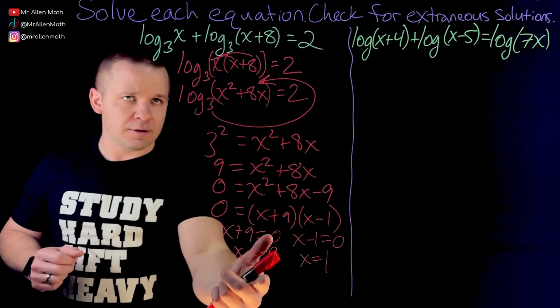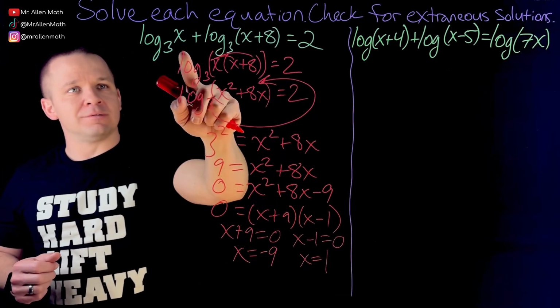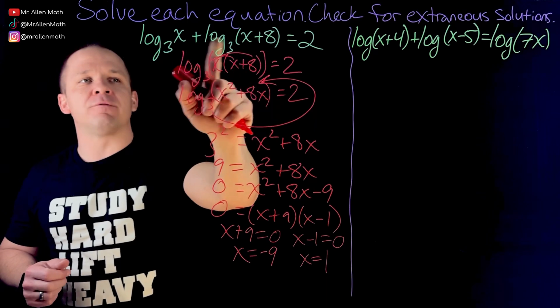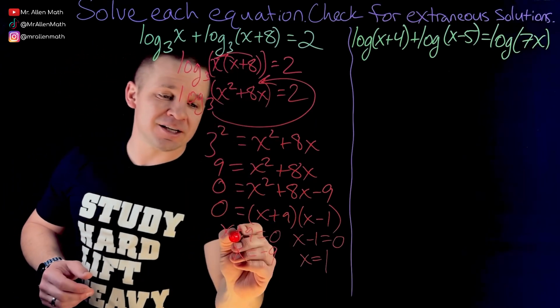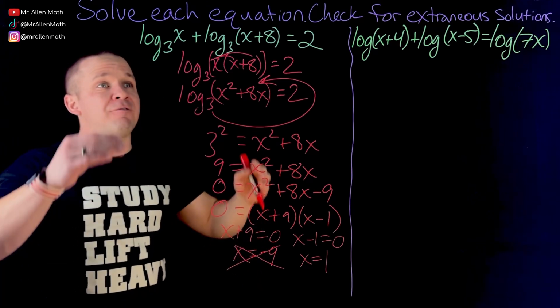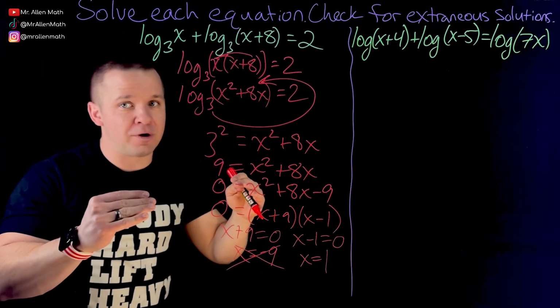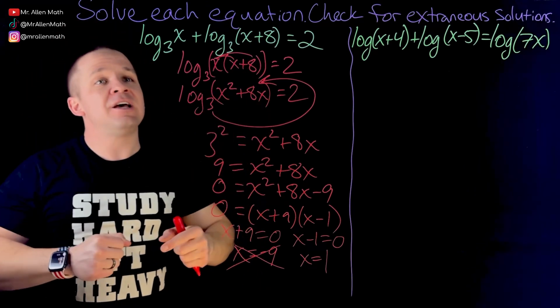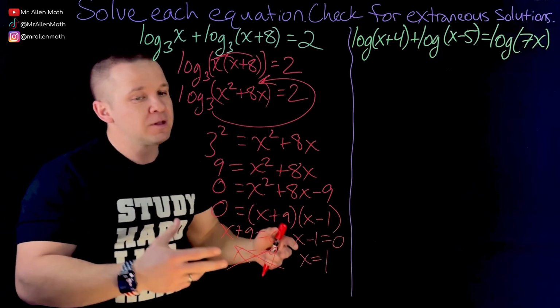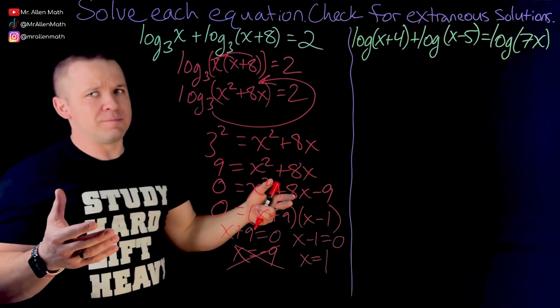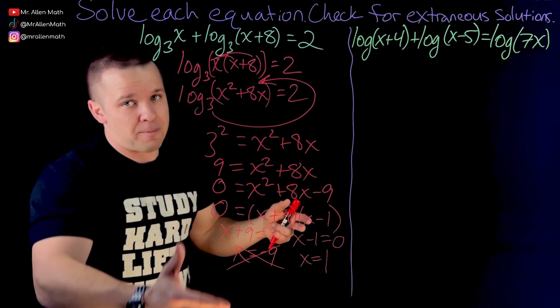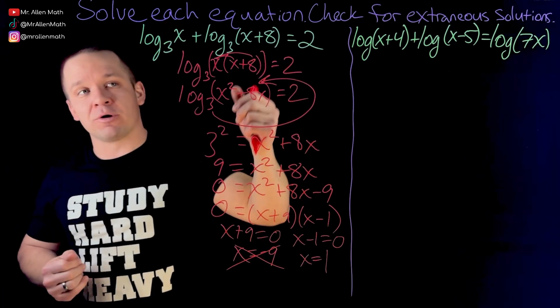Negative 9, when plugged back into my original, gives me a negative argument for both of these. It doesn't matter if it's just one of them or both of them. That is an extraneous solution, which means I've gone through all the proper algebraic steps, but it does not work in the original problem, all right? That's what an extraneous solution is. It's a great multiple choice question to ask: what does it mean to be extraneous? Well, it means you went through proper algebraic steps, but it does not work in the original.